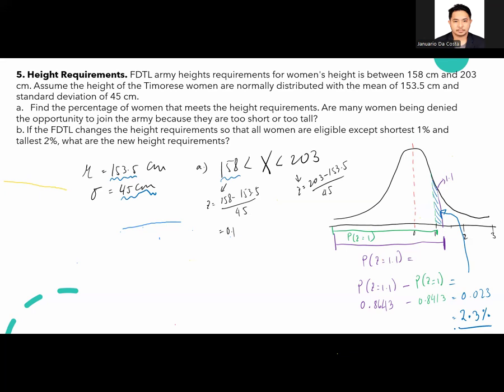Which is very, very small, right? Does this sound like a fair requirement? Not fair. No, because you see, the requirement covers only 2.3% of the population, which doesn't make any sense.